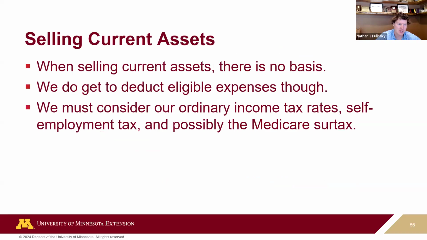Selling current assets. When selling current assets, there is no basis. So if we are selling raised corn or livestock, there's going to be no basis. We do get to deduct eligible expenses. We must consider our ordinary income tax rates, self-employment rate, and possibly the Medicare surtax.